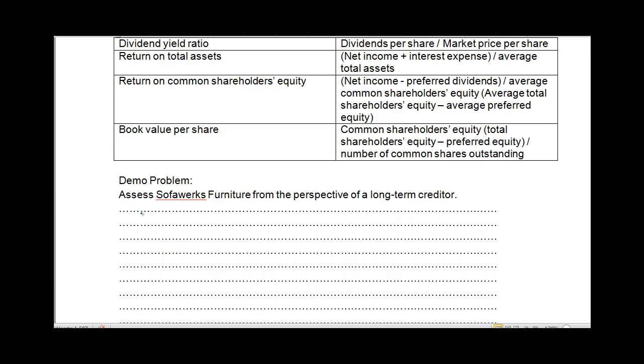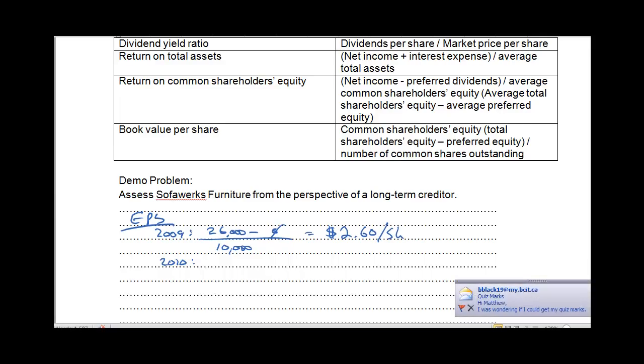So earnings per share, we have 2009, and that's going to be net income minus preferred dividends. Net income of 26,000. There are no preferred dividends for SOFAWorks. Divided by 10,000 shares, the average number of shares outstanding for the year, and that works out to $2.60 per share.